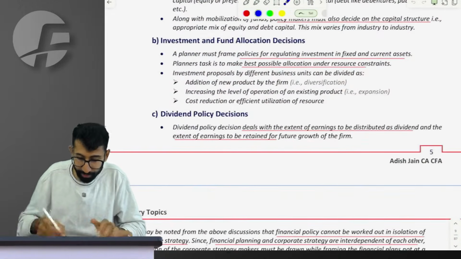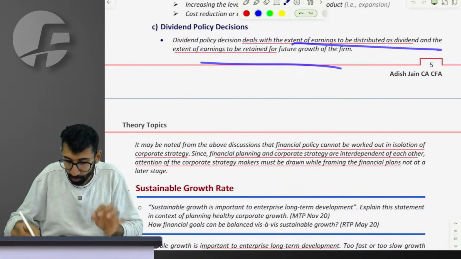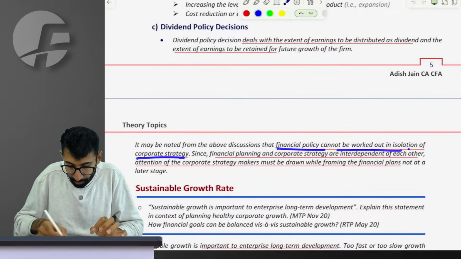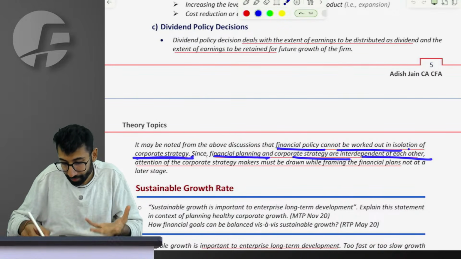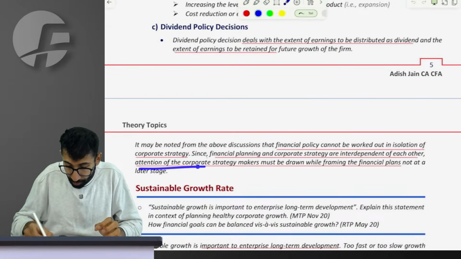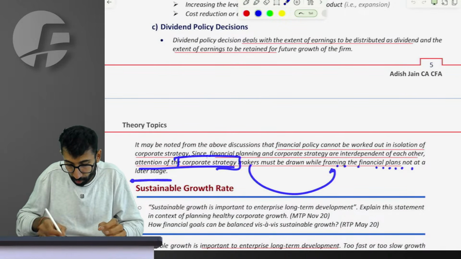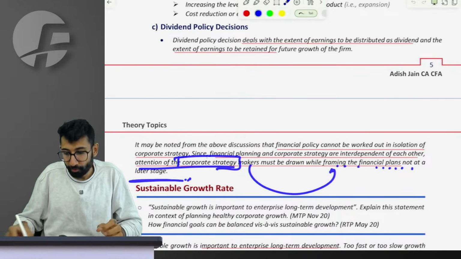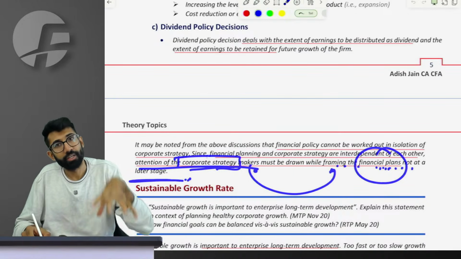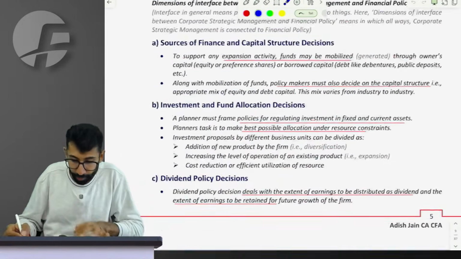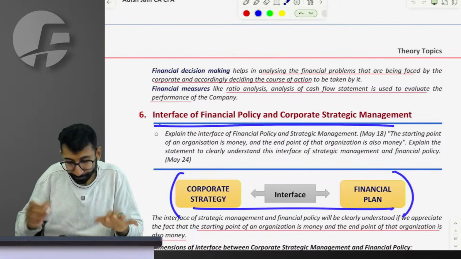Perfect. Great. Dividend decision simply decides how much to retain and how much to distribute. So financial policy cannot work in isolation from corporate strategy. Financial policy and corporate strategy go hand in hand and are dependent, and the attention of corporate strategy makers must be drawn while framing the financial plan, not at a later stage. When you make a financial plan, the corporate policy makers should be brought into the picture, not later, because the two things go hand in hand, because everything needs money is the point.